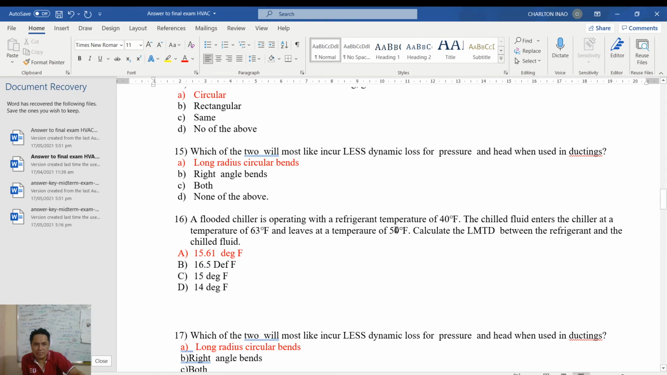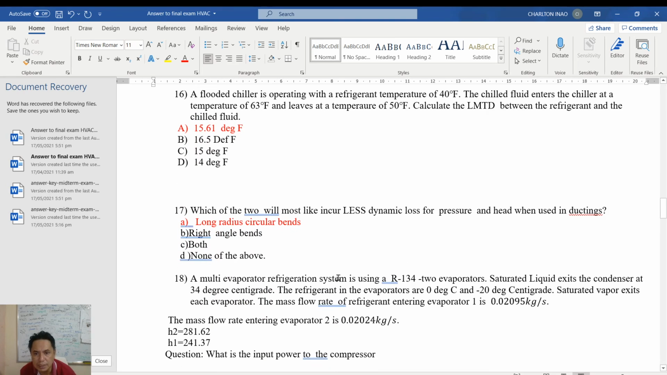And then a flooded chiller operating with a refrigerant temperature. The chilled. So here the answer is 15.61 because we're able to calculate the LMTD. No, and then again, which one will most likely incur less dynamic loss for pressure and head when used in ducting? The long circular radius.